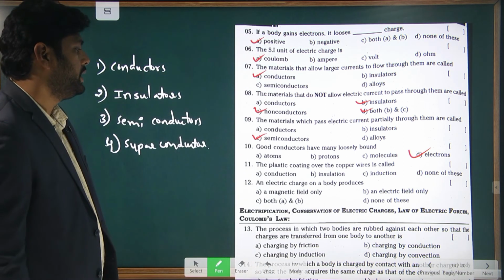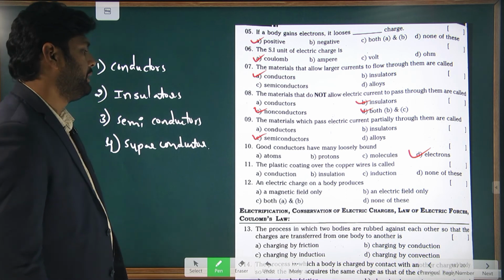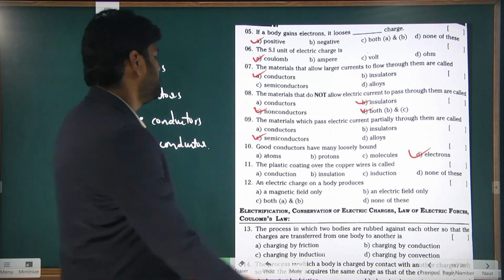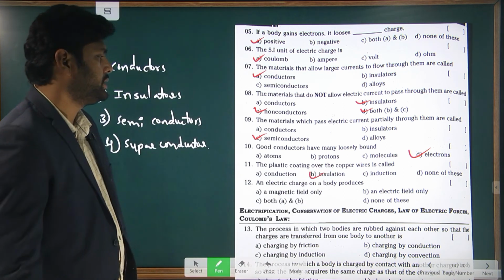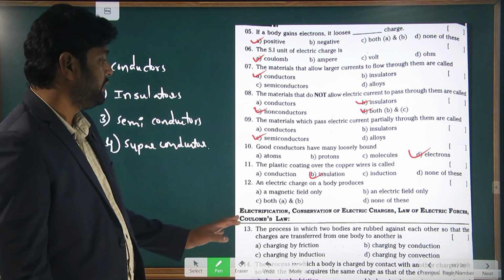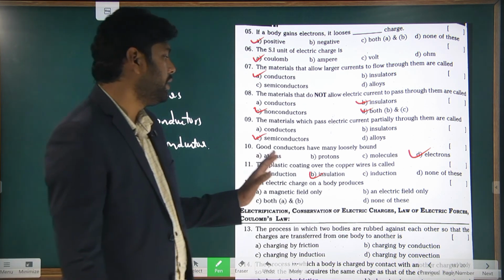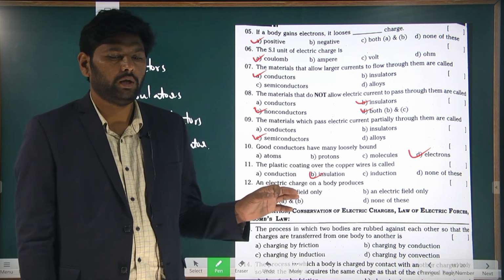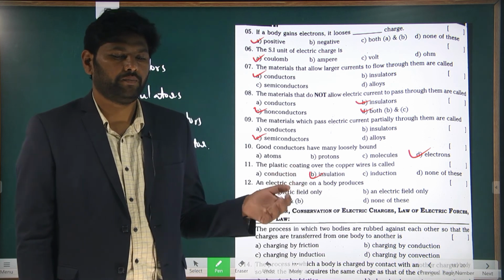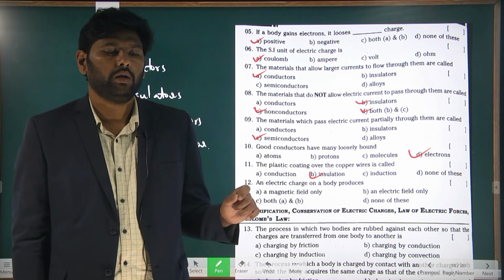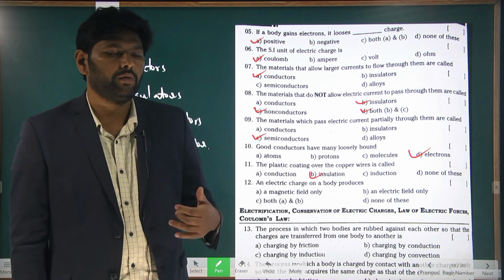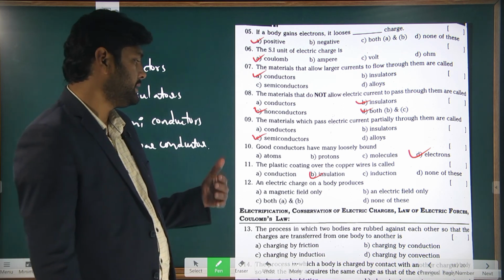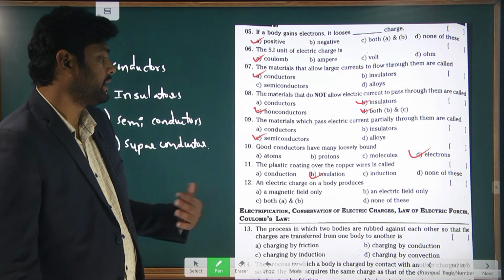The plastic coating over the copper wire is called conduction, insulation, induction, none of these. So the answer is insulation. Because if you put a plastic coat over the copper wire, plastic is a non-conducting body, so even when the current passes through the conducting body, with the coating we can handle it. That is the advantage of the plastic coating on the copper wire.